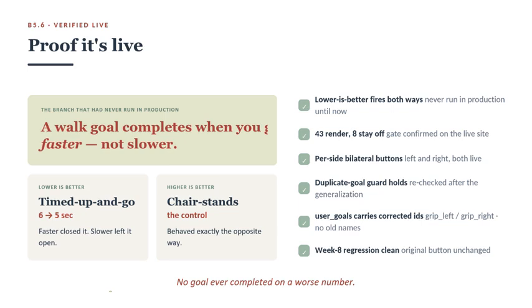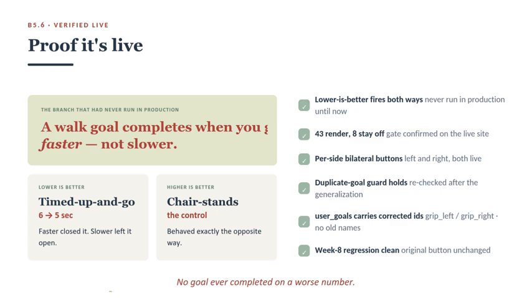The lower-is-better logic held. It had never actually run on a real member before, because until now nobody had a goal where the lower number was the target. So we made one, a walking speed goal, 6 seconds down to 5 seconds. Entered a faster time. It completed. The test did exactly the opposite.